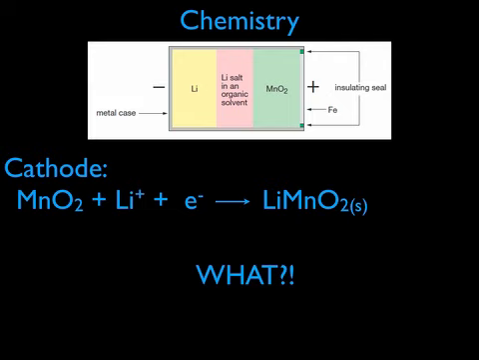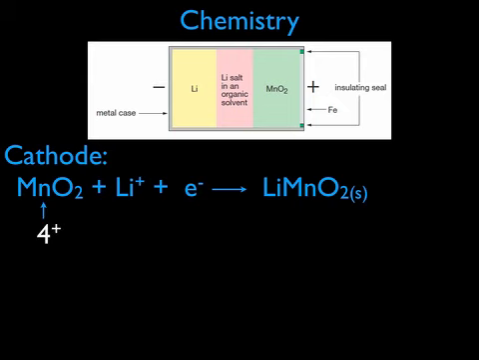At first glance, we should ask ourselves a question: how is that possible? But if we look more closely, we need to look at the oxidation state of manganese at the cathode before the electron arrives. It's 4+ to balance the 4- of the two oxygens. On the right, in lithium manganese oxide, it's become 3+.